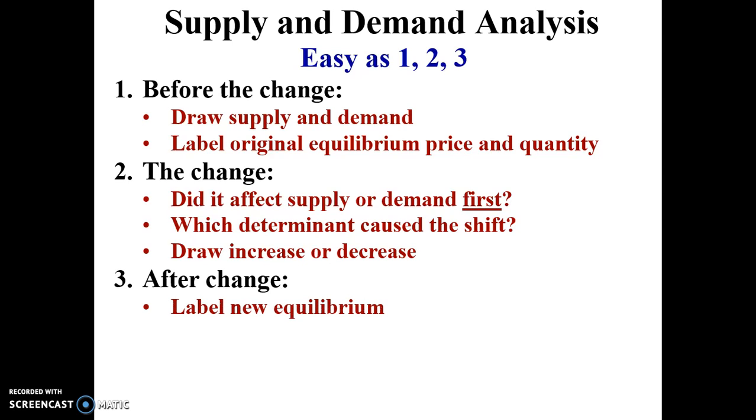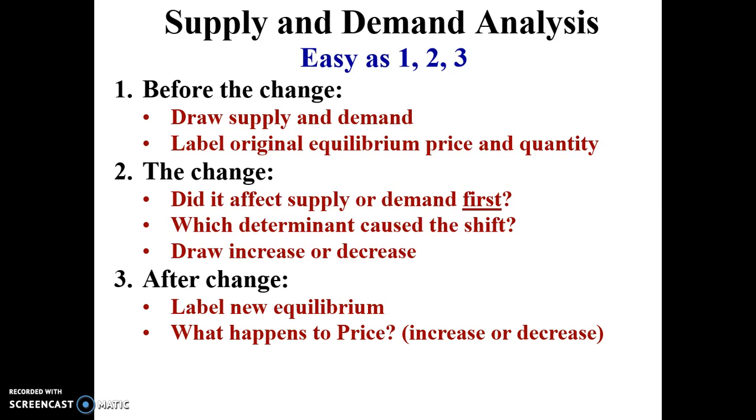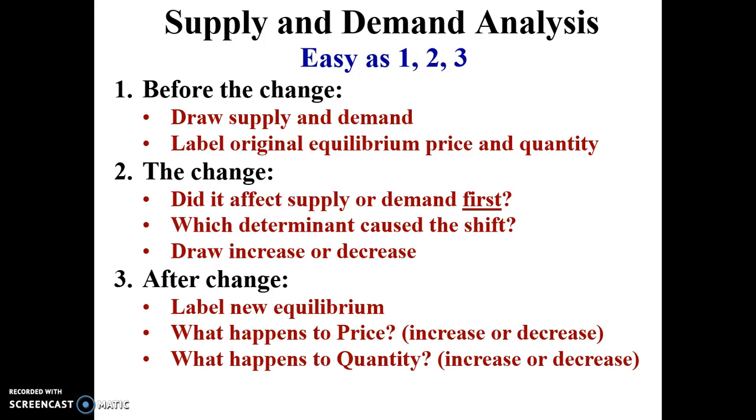And then the third thing you need to do is look at it after the change. What changed afterwards? Label the new equilibrium, label the new place where supply and demand meet. Then you need to figure out what changed about the price. Did the price go up or did the price go down? You need to also look at the quantity. Did the quantity produced go up, or the quantity purchased go up or down?